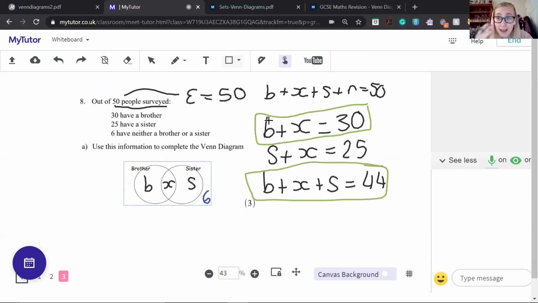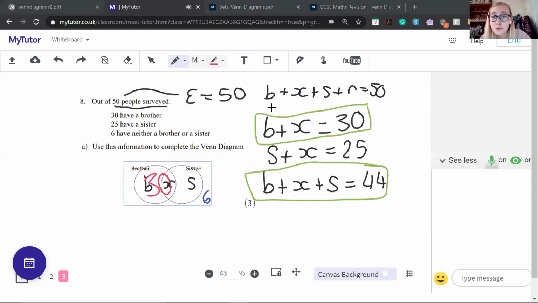Does that make sense? If you want to think about it purely algebraically, we're kind of taking this equation away from this one. Thinking this B plus X bit is 30, so we can replace this by 30 and get that S is 14. But I think a nicer way to think about it is in terms of the Venn diagram. So everything in this brother circle here is 30. And everything in this whole bit of the 2 circles has to be 44. So it's kind of like thinking, if we just write 30 like this in that whole circle, then this bit here with this, that has to be 14.